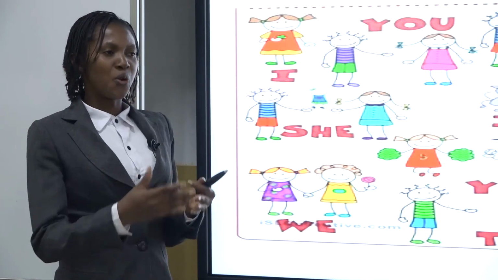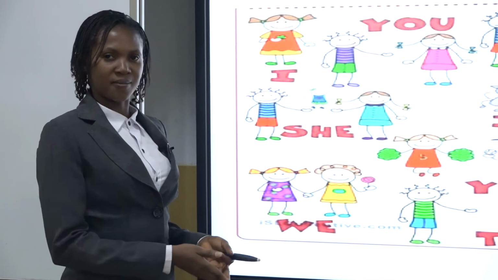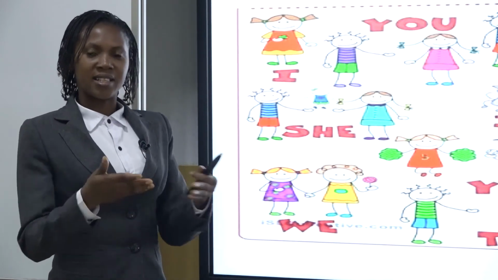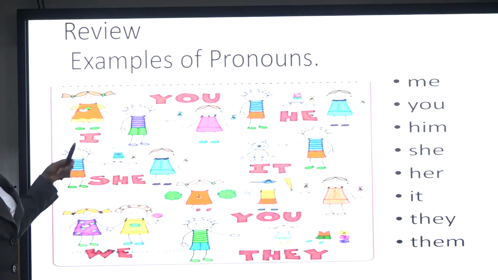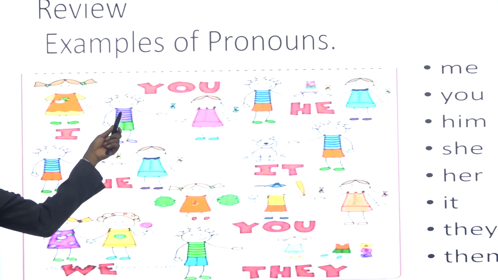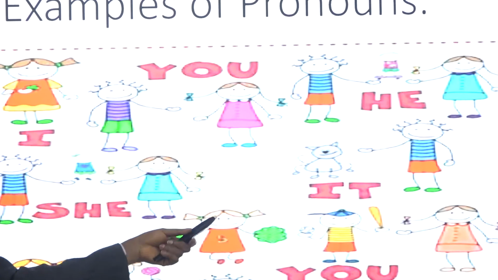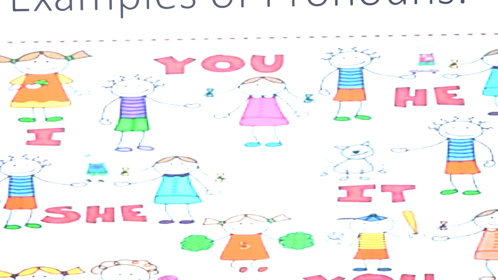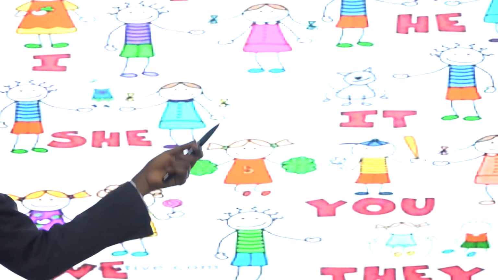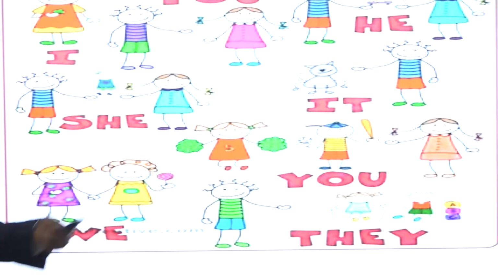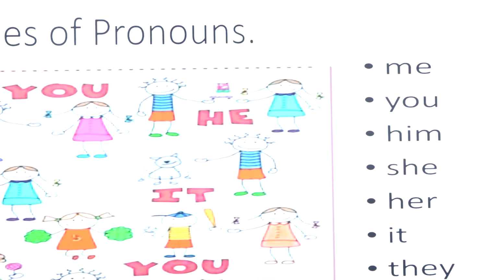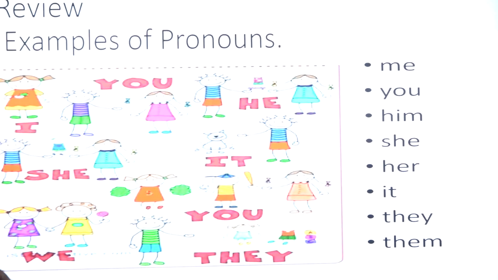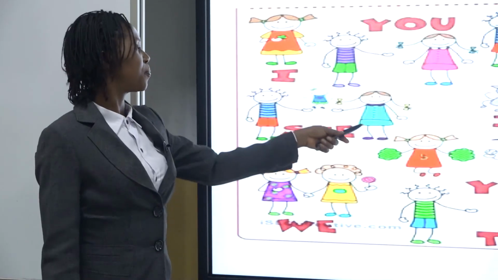Now we are going to review what we have been discussing in this lesson. What are the examples of pronouns? Examples of pronouns are I, you, he, she, it, me, him, her, they, them. These are examples of pronouns.